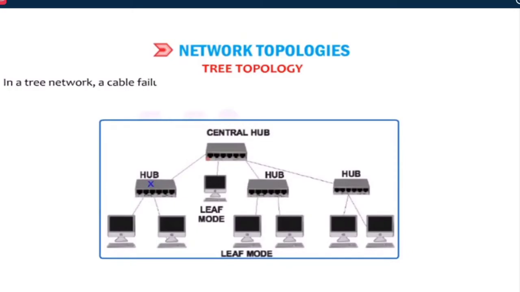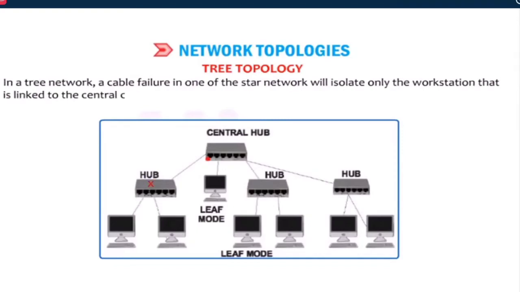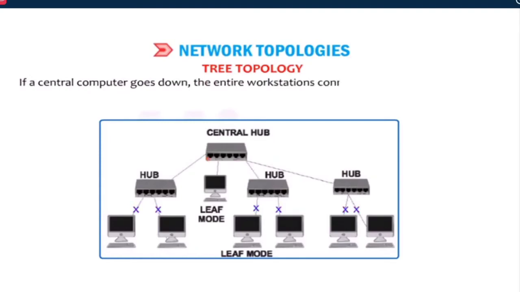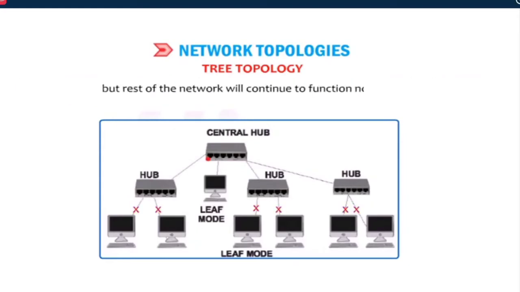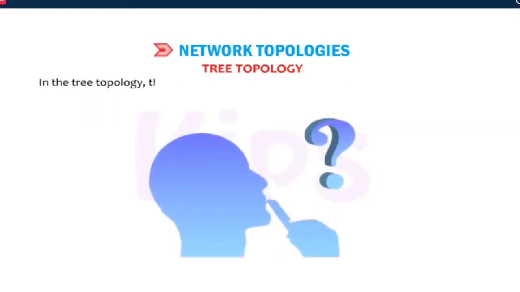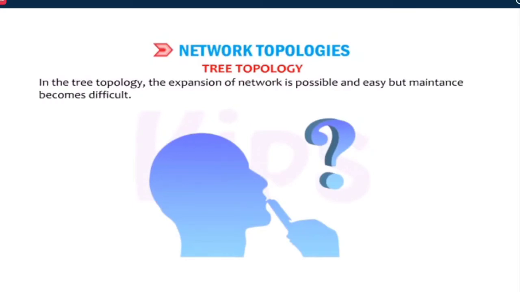In a tree network, a cable failure in one of the star networks will isolate only the workstation that is linked to the central computer of that star network, whereas all other workstations will continue to function normally. If a central computer goes down, the entire workstations connected to it will suffer either degraded performance or complete failure. Rest of the network will continue to function normally. In case the bus gets damaged, it causes disruption in the entire network. In the tree topology, the expansion of network is possible and easy, but maintenance becomes difficult.